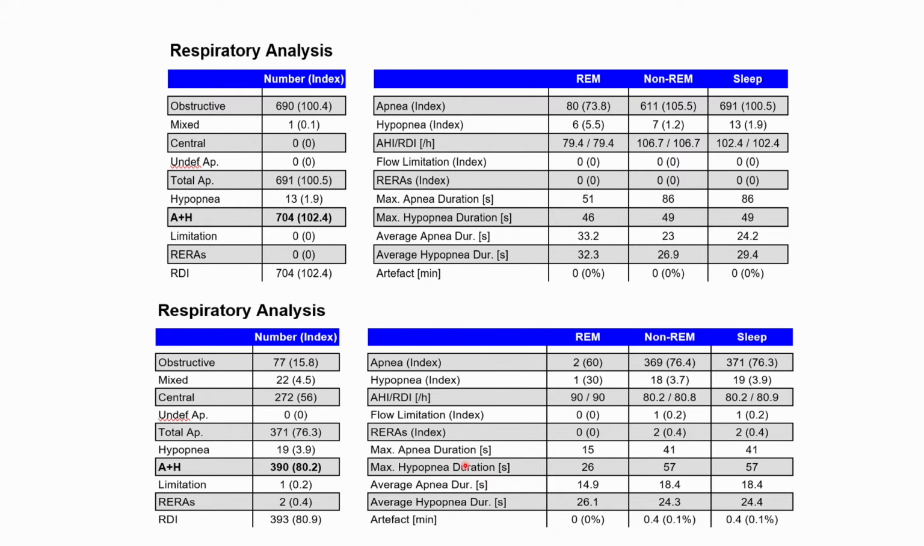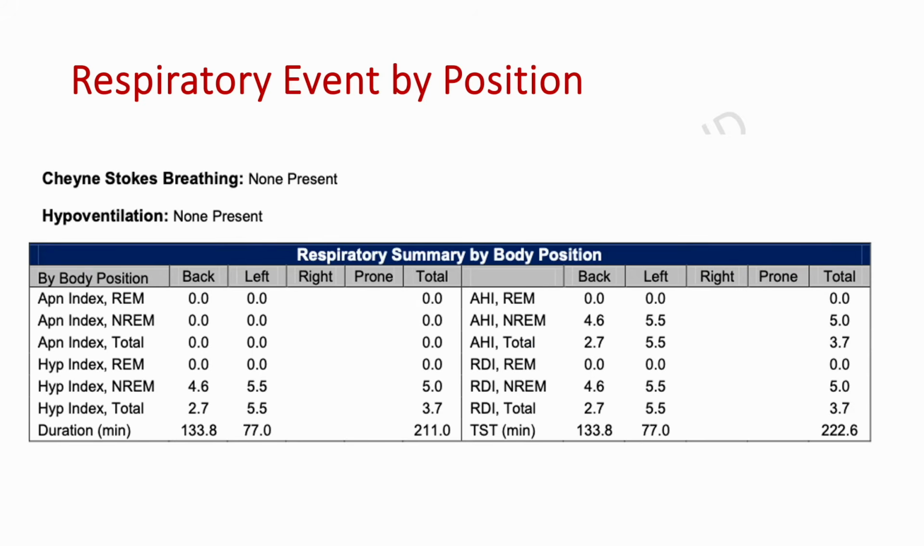And you also look at the duration of these events to see whether this is a phenotype of the patient where he may not be having many events, but the duration of the events is so long that the patient may ultimately have symptoms secondary to it.